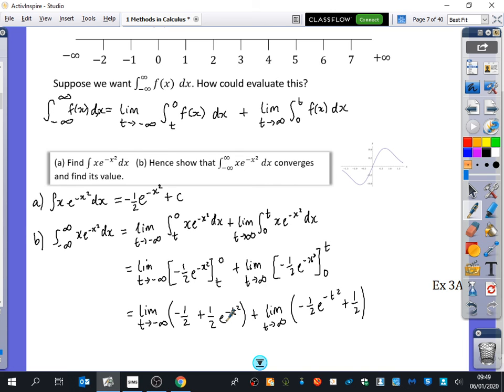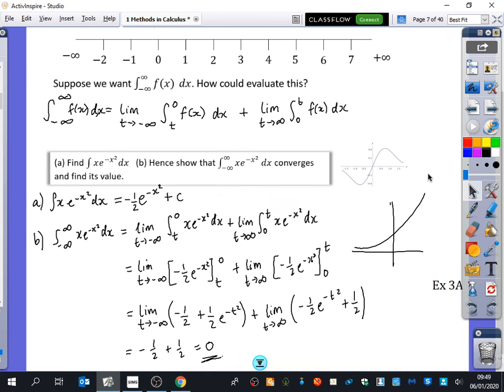What's e to the minus infinity? Think of your e to the x graph, and send yourself to the negative infinity side of the x-axis. Look, e to the x is like this. If you go all the way down here in the negative, it tends towards 0. So this is going to tend towards 0 when t goes to negative infinity. And because it's being squared, this thing is also going to tend towards 0. So you just get minus a half plus a half, which is 0.